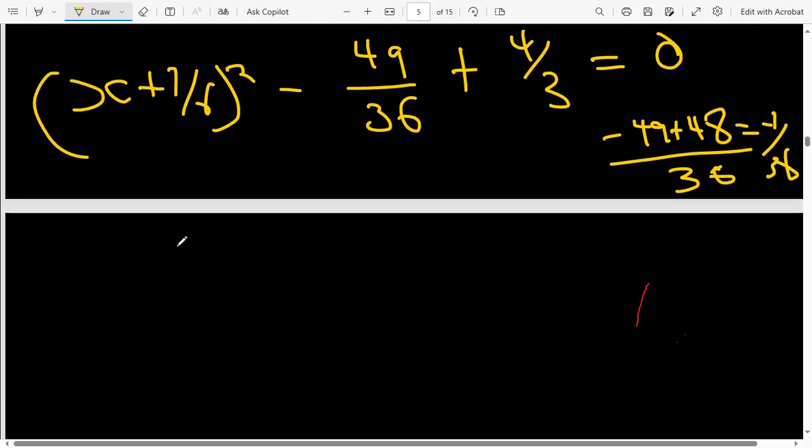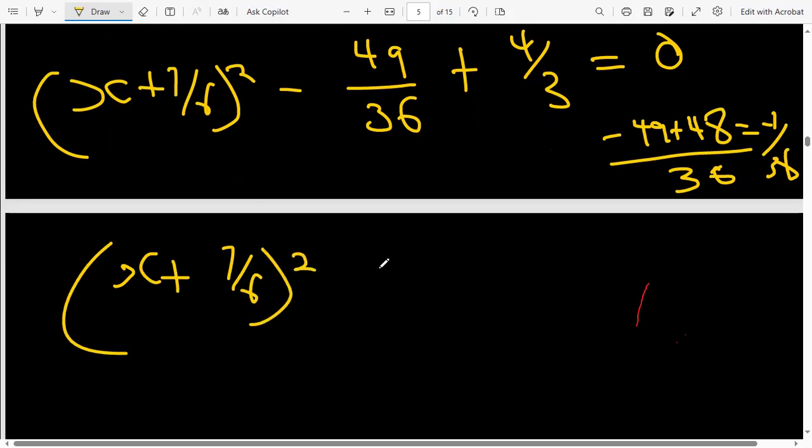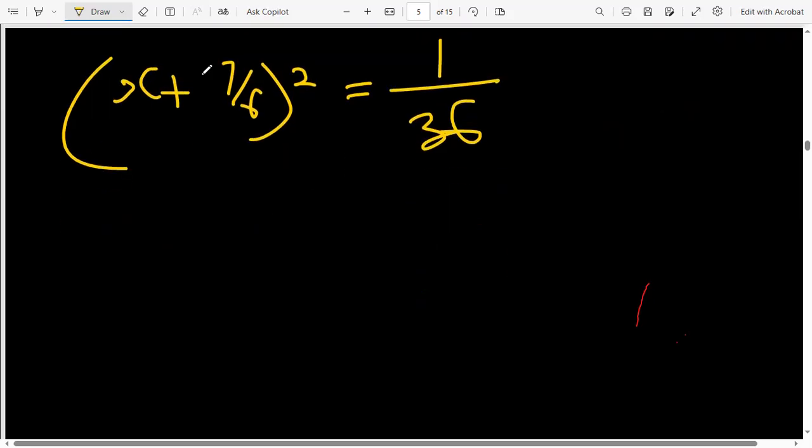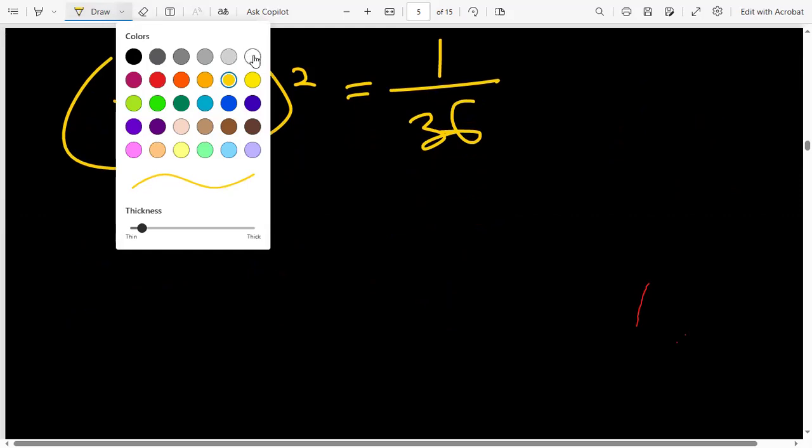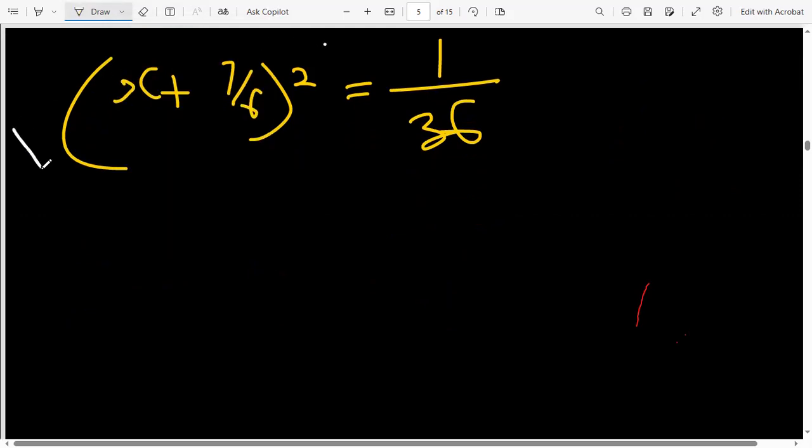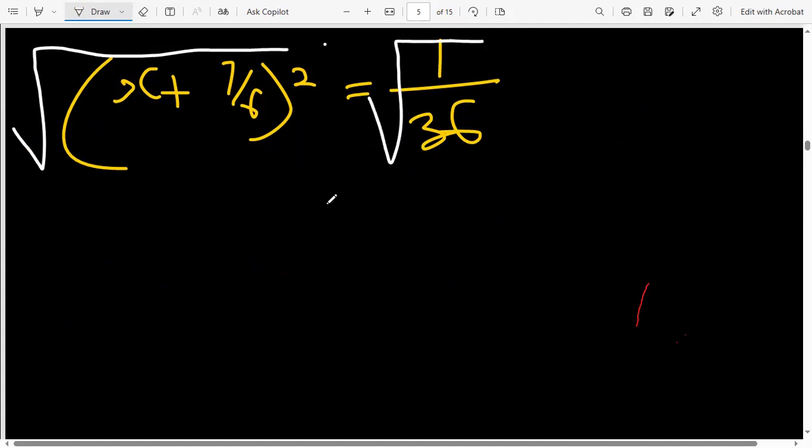I hope you're following. So let's continue here. So x plus 7 over 6, and then we say squared is equal to, since here it was minus 1 over 36, which is this thing I wrote there. When we take it to the other side, it will just be 1 over what? 36. Okay, and then from here, we can take the square root of both sides. So square root this side, and that side, square root it.